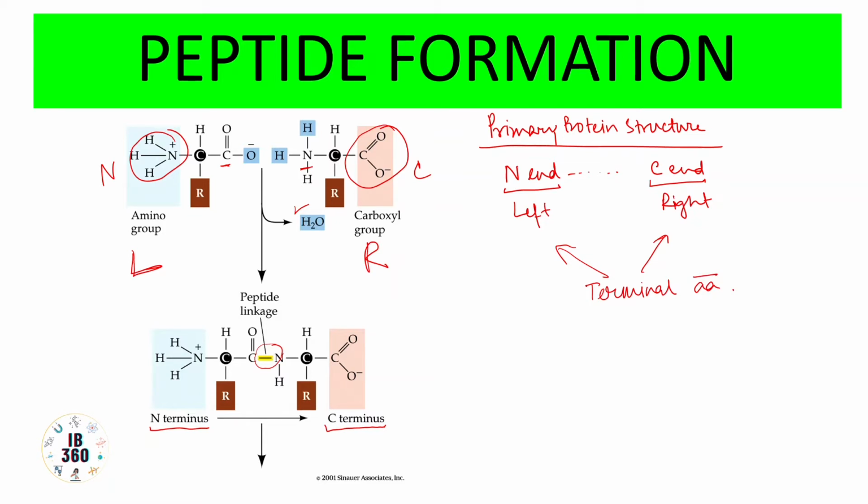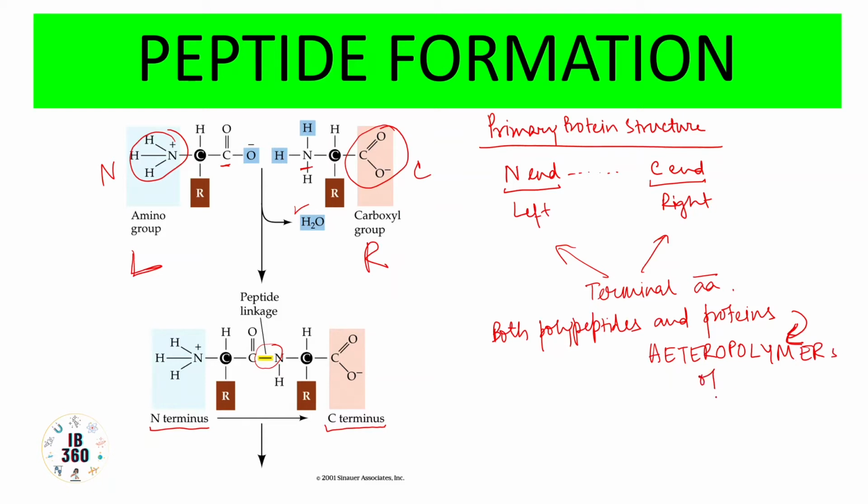And we know that polypeptides or proteins, whatever they are, they would be chains of amino acids. They would be heteropolymers of amino acid. Both polypeptides and proteins are heteropolymers of amino acids. Why heteropolymers?